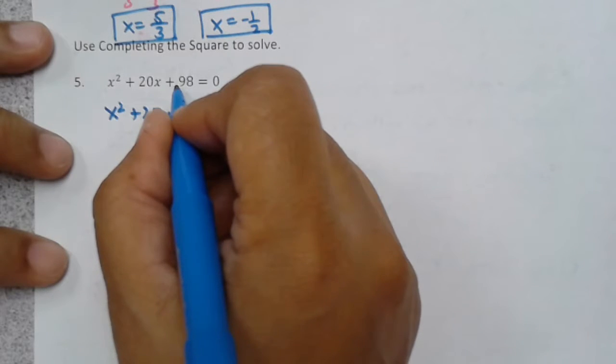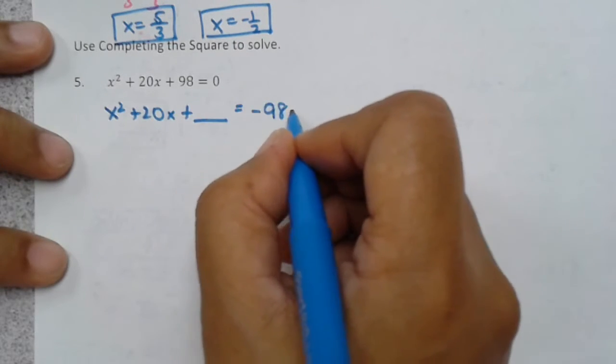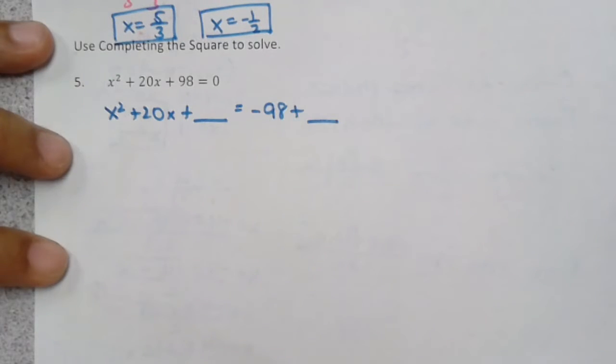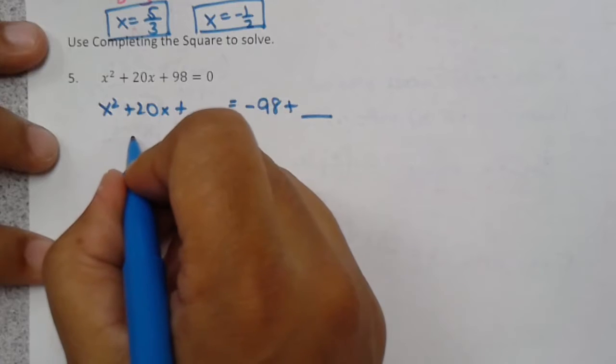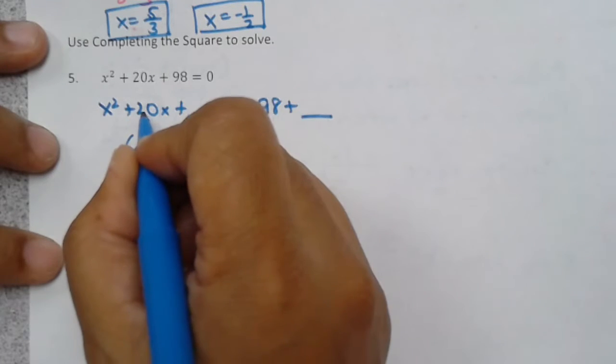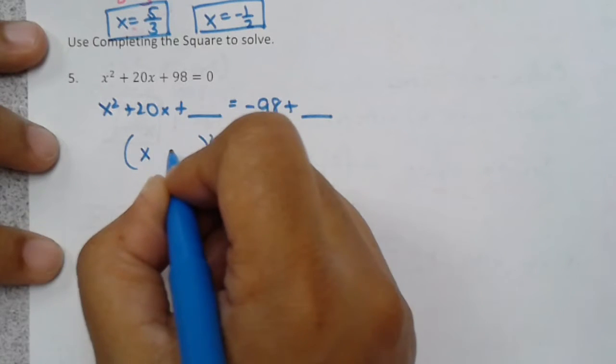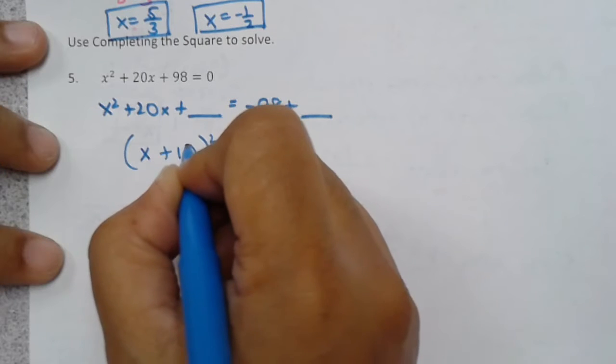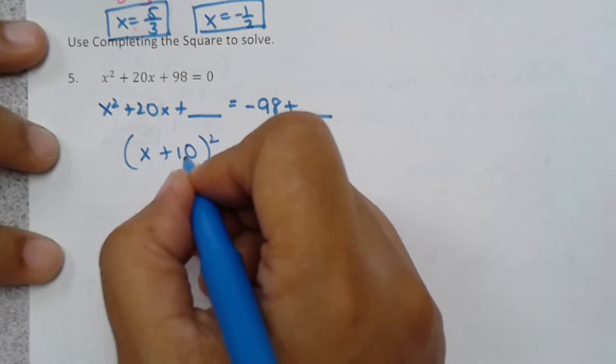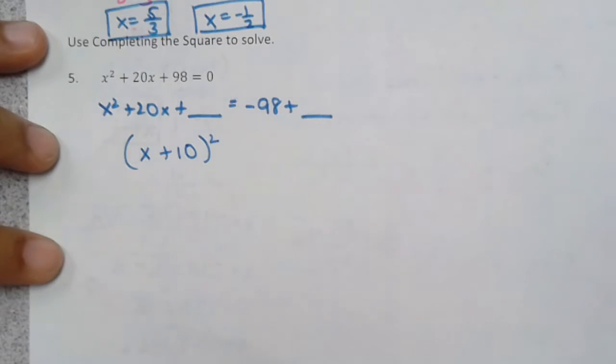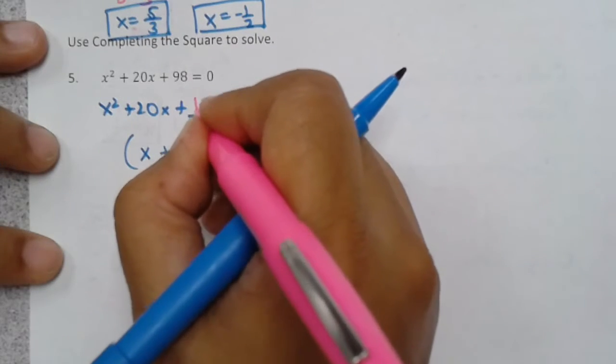Since this is positive 98, I move it over by making it negative. And just don't forget the plus blanks. All right, we're ready to go ahead and do that parenthesis here. Do you remember how to get that? It's half of 20. Half of 20 is 10. And to get this blank, you multiply 10 times 10. 10 squared. And 10 squared is 100.